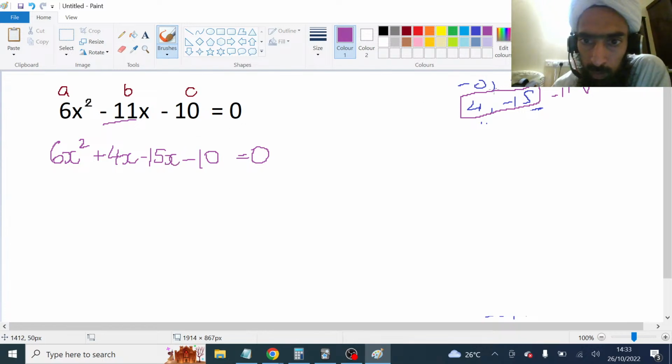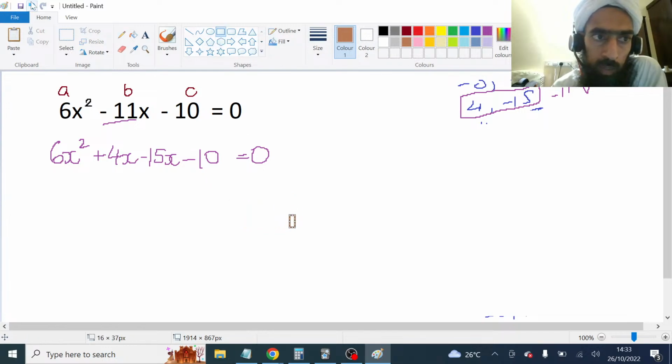Notice that I've got those two numbers, the 4 and the minus 15, from the pair that I had circled, because they both add up to minus 11, then I can replace minus 11x with those two numbers, plus 4x minus 15x.